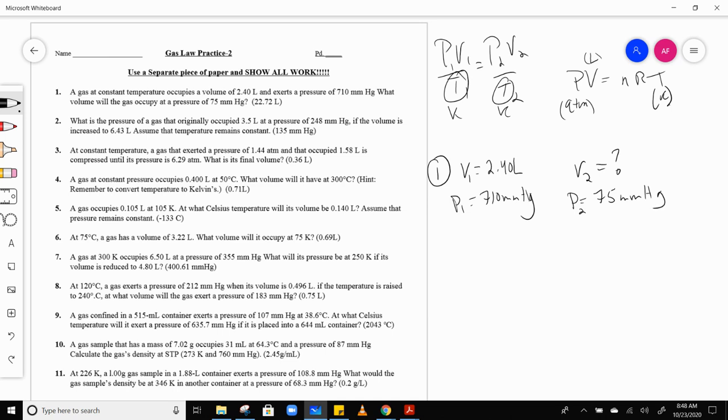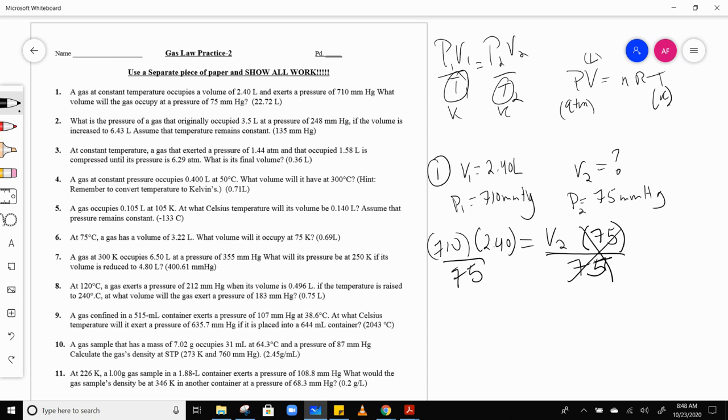It does help to write all this stuff out. We know temperature is constant, so we just have P1V1 equals P2V2. That's it. So 710 times 2.4 equals P2 times V2, which we don't know. We're solving for V2, so we divide both sides by 75, and those cancel out.